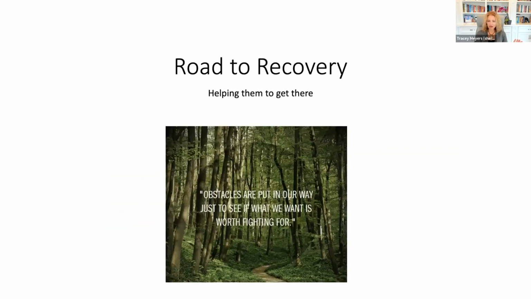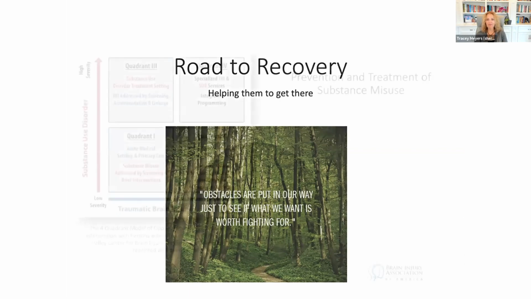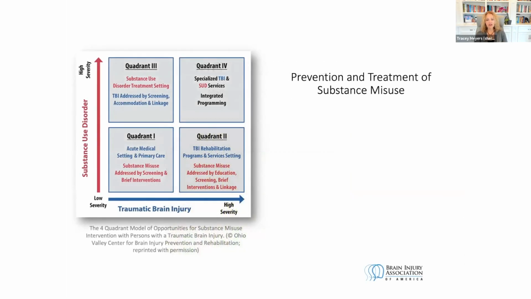So, road to recovery, right? How are we going to work with this group? It's really important to look at both the intersection of mental health, brain injury, and substance use when we're thinking about the path to recovery. The Brain Injury Association of America put together this quadrant, which I think can be helpful, thinking about how to work with misuse in people with traumatic brain injury.